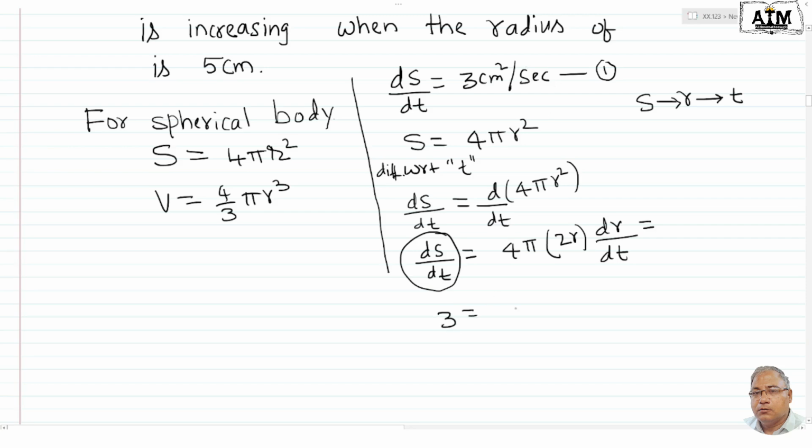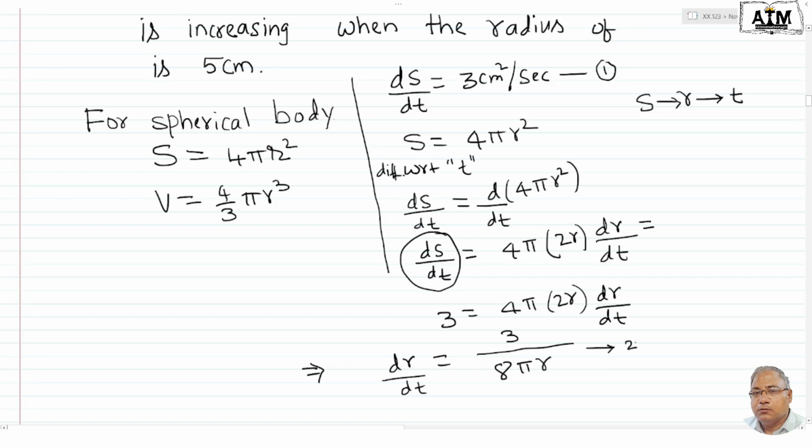So 3 equals 4 pi multiplied by 2r dr by dt, which implies dr by dt equals 3 divided by 8 pi r. Call it equation number 2.